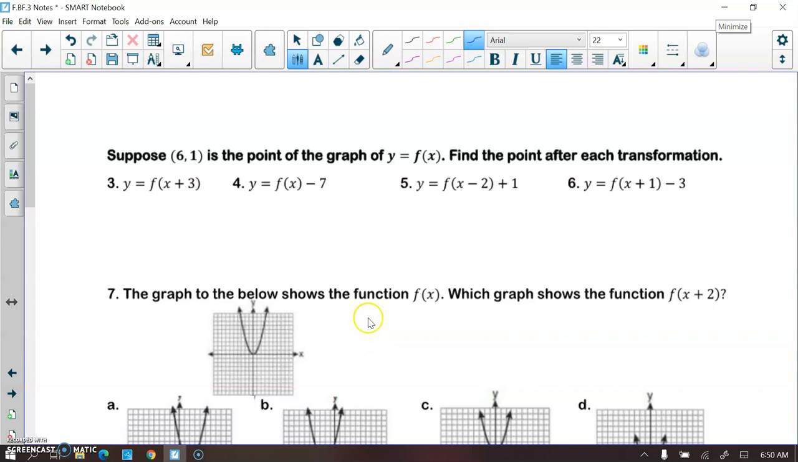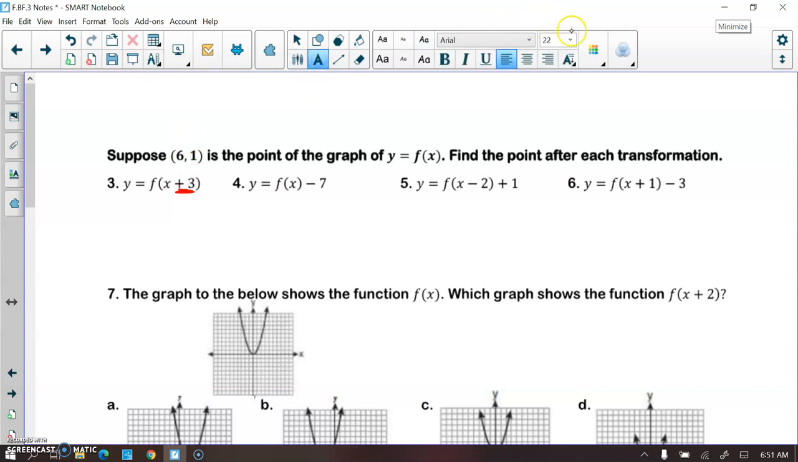So now we are going to be using a point and actually creating the new point after each transformation. So in number 3, when we have a plus 3 on the inside of our function, that is going to be a horizontal translation to the left 3 units.